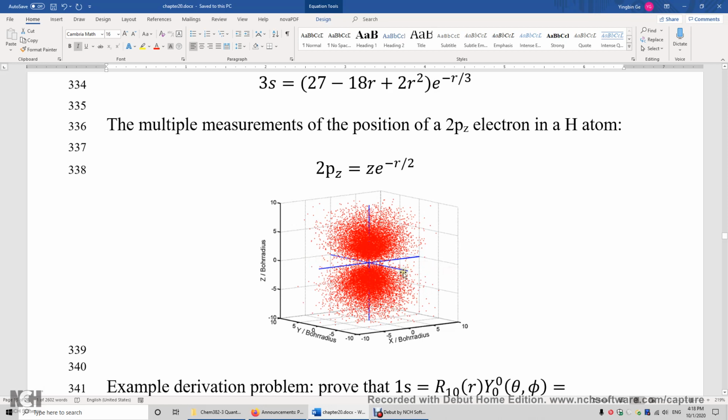There's a nodal plane when z equals 0, all right? But then the electron can appear anywhere else. As long as z is not 0, it's possible to observe the electron there. So even here, and here, and here. All right, but it's more likely to observe the 2pz electron in this region and in this region.